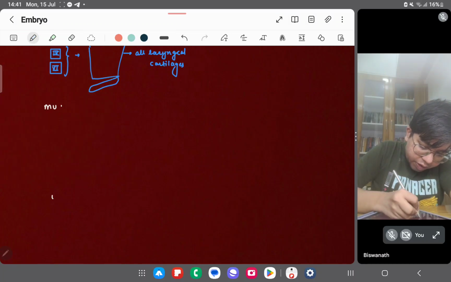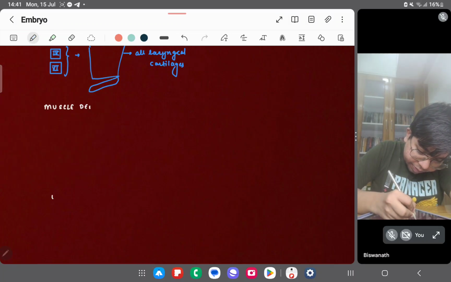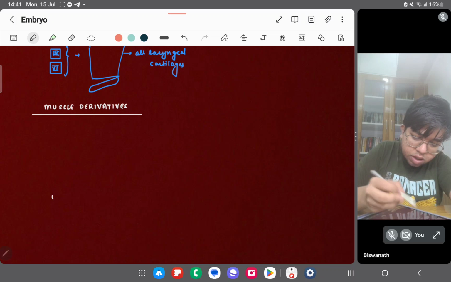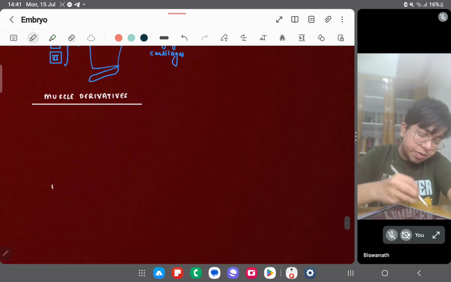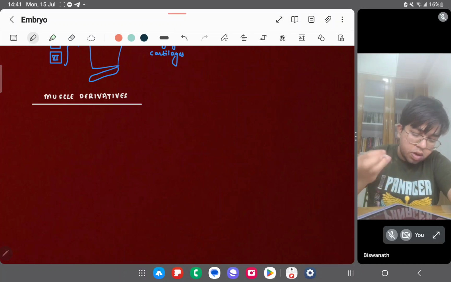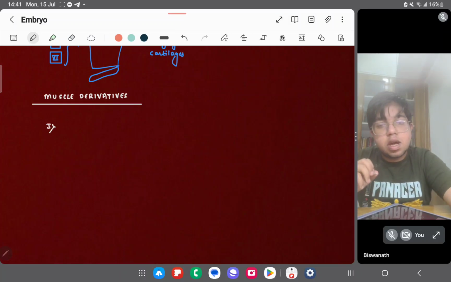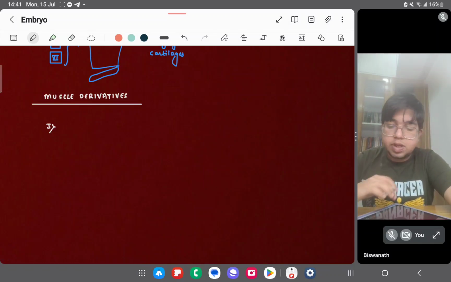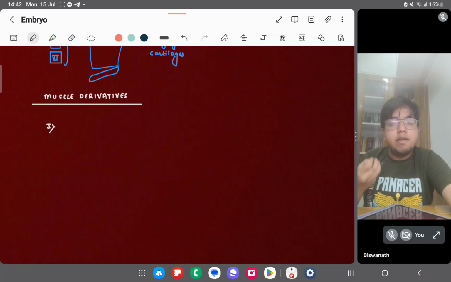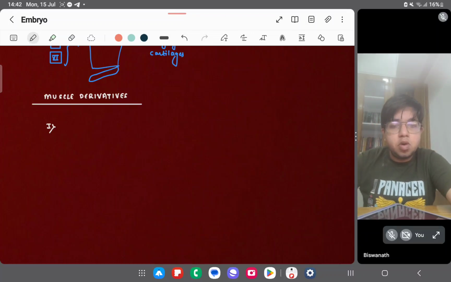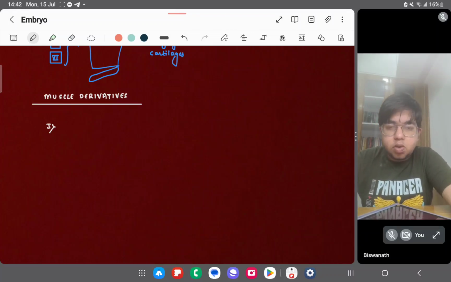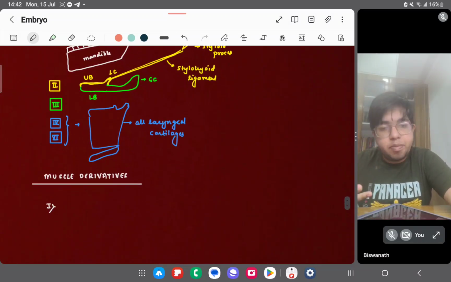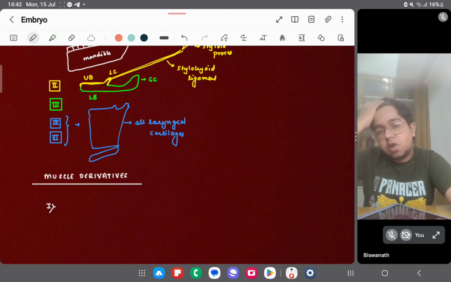We'll move to the muscular derivatives, muscle derivatives. Okay, what are the muscle derivatives? First, I'm not discussing it in the form of a table. It's just for simplicity because the table is a cumbersome thing. Either you remember the whole table or you forget the whole thing. So there's no need to discuss it that way. We can discuss it scattered and then put it together in our mind so as to build up a solid, strong concept. Right.